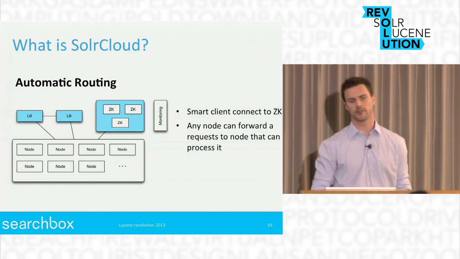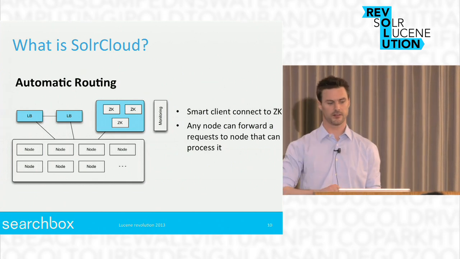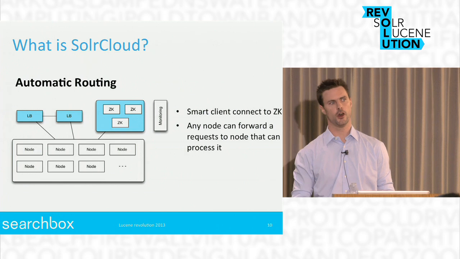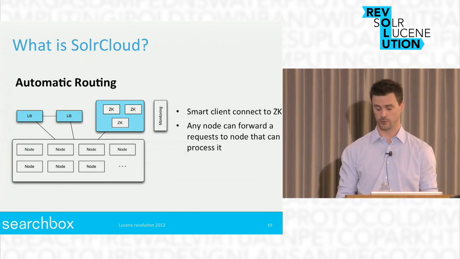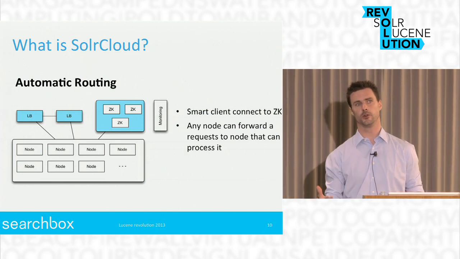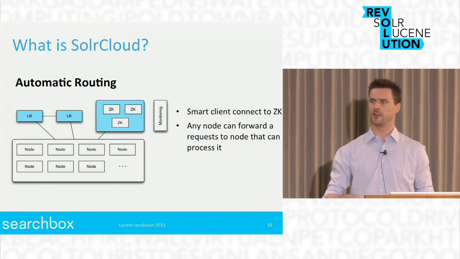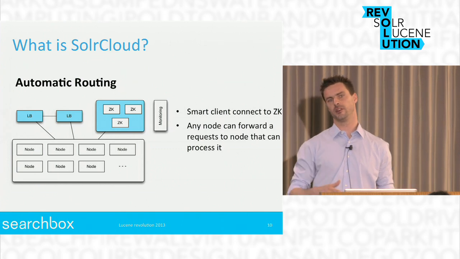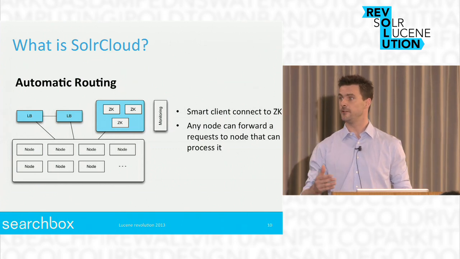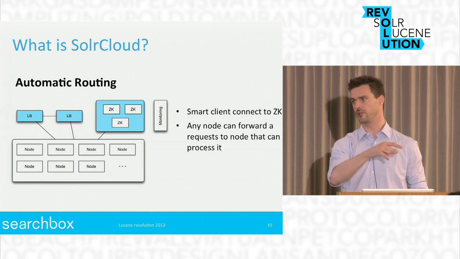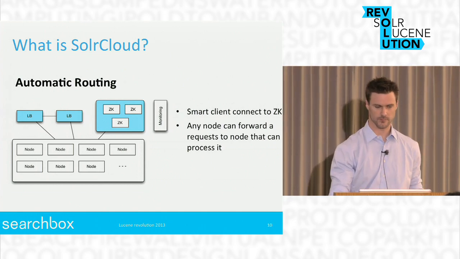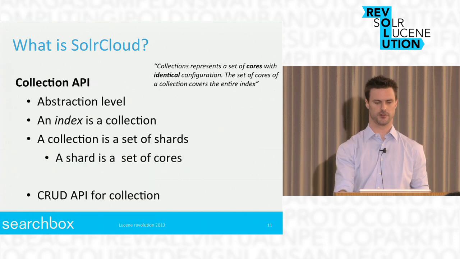A short note about automatic routing: if you have the choice to use a smart client, do. Otherwise, you will generate a lot more traffic between your nodes. What happens basically is, when a request comes in, the load balancer distributes it to any node, doing a round robin. The node figures out whether it can satisfy the request. If not, it will ask Zookeeper which node can, forward it to that node, and then come back. Keep in mind the network traffic usage.